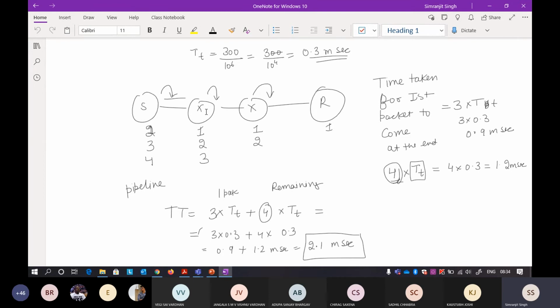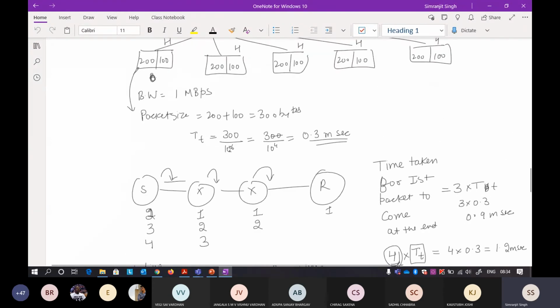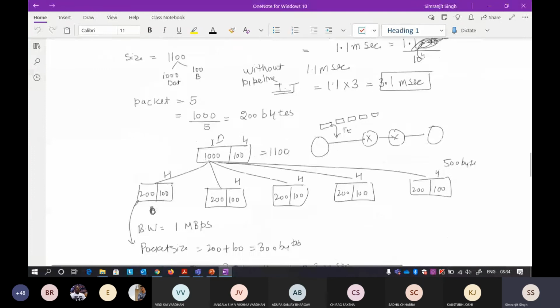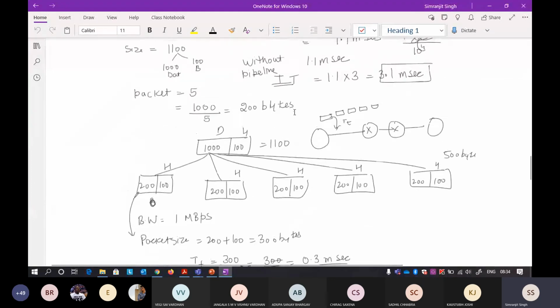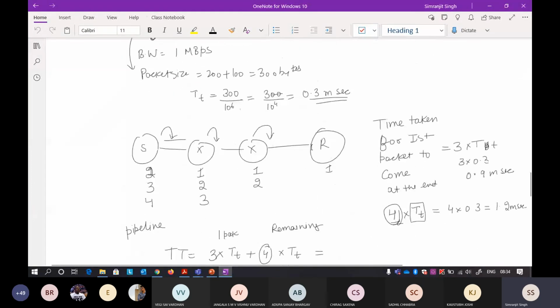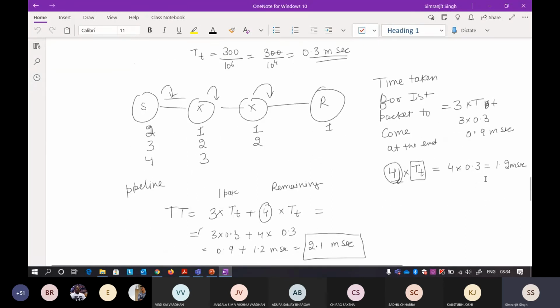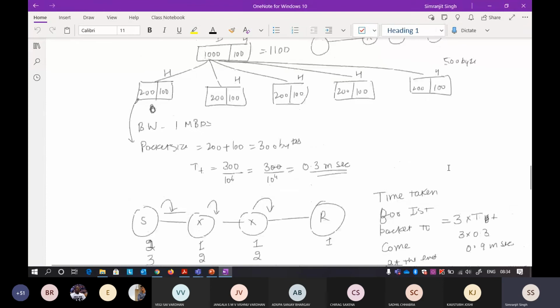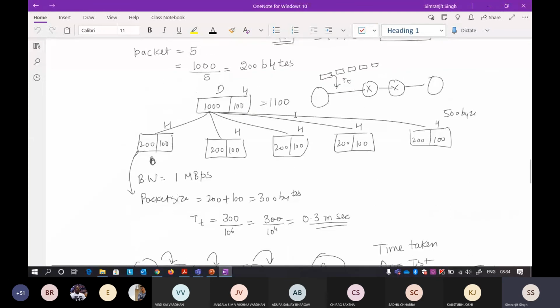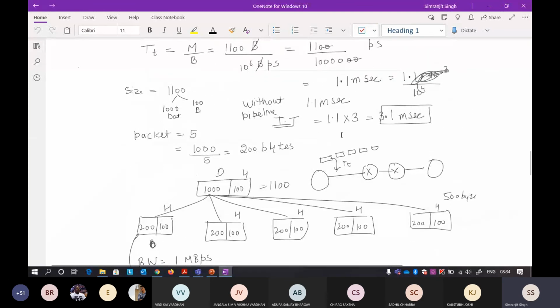Now, the main question was how you divide the data into how many packets. Dividing the communication into parts is what is called a packet. I have taken an example. Firstly I divided the data into four packets, and with the help of pipelining the total time I reached is around 1.2 millisecond. Without pipelining, the total time was 3.1 millisecond.